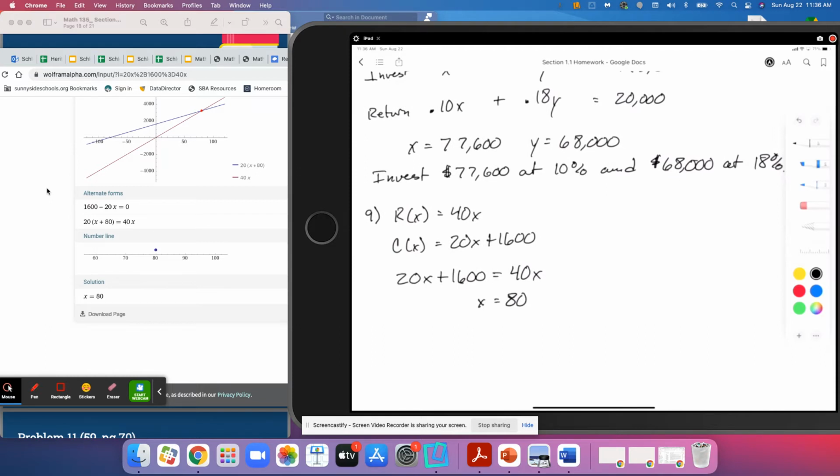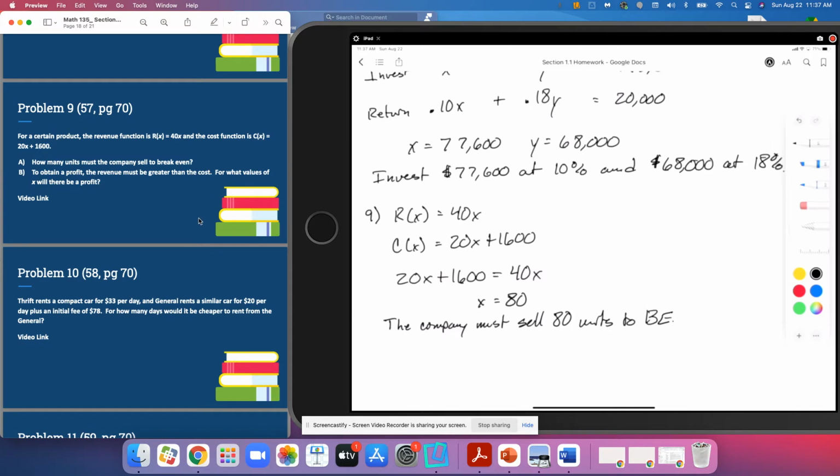And as always, we need to write a sentence describing what that means. The company must sell 80 units to break even. And that means, again, break even means that their profit is 0. They have made money back and recovered their cost, but they have not made any profit yet.